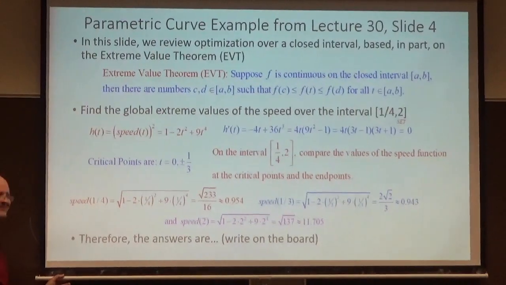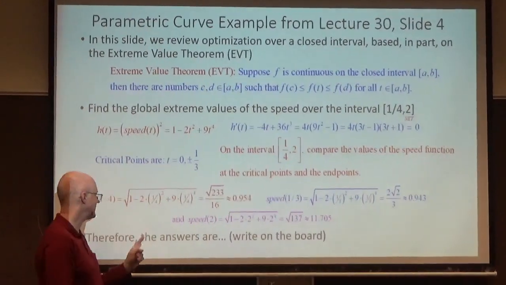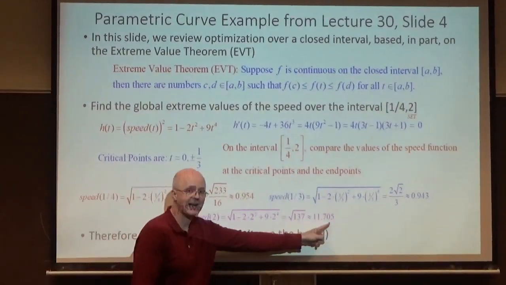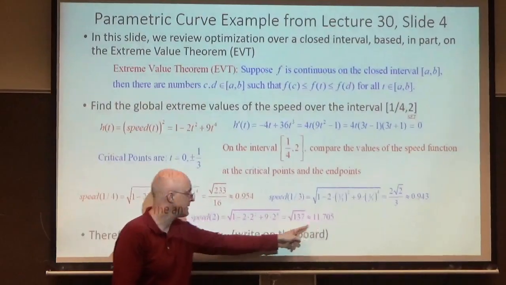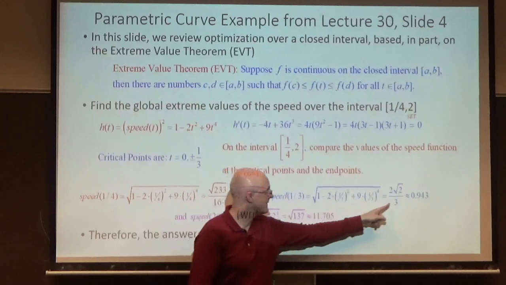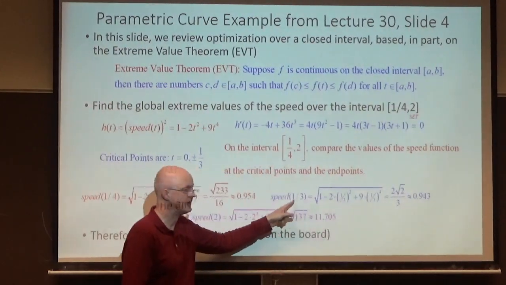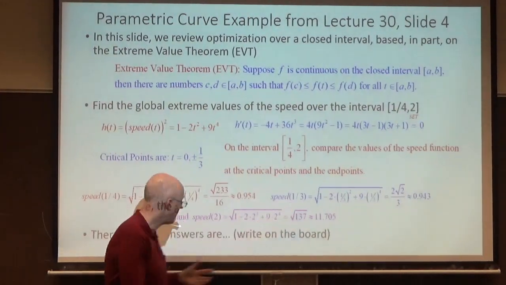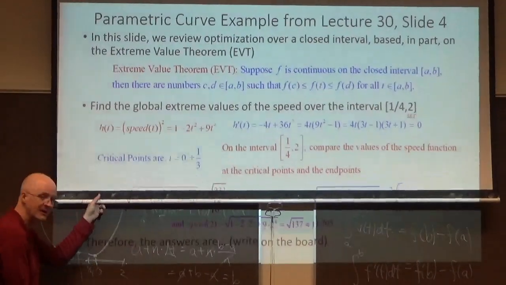theory. I'm not going to take the time to write the answers on the board. There's your global max value, emphasis on the word value. It occurs at the right endpoint, t equals 2. There's your global min value, it occurs at the critical point, t is 1/3. The picture helps you see what's going on.